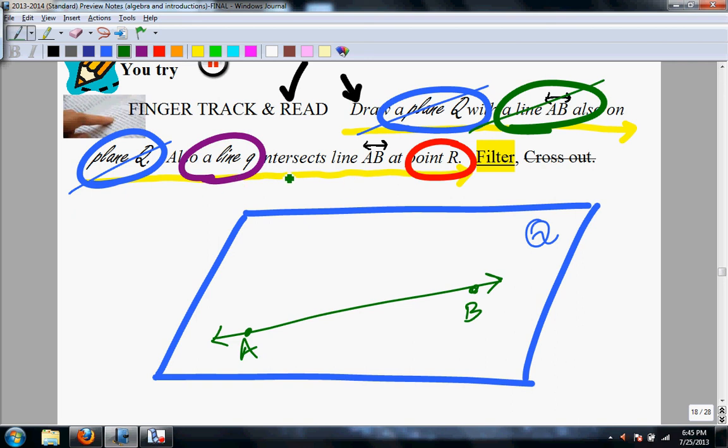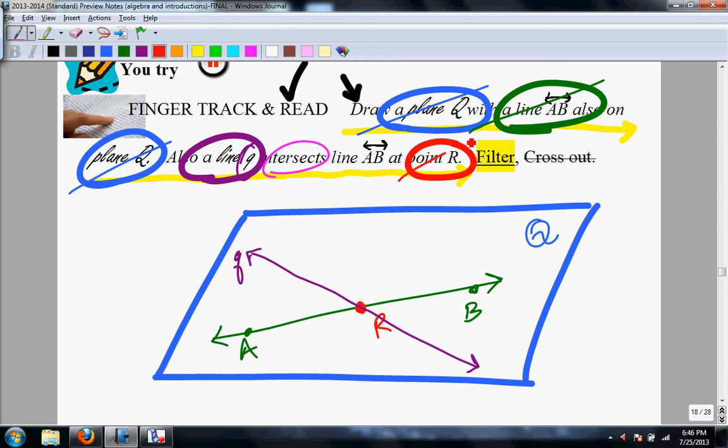Line q intersects, that means it crosses AB at point R. So now we have an additional point, R, and we have a line q. Now it doesn't matter how this line exactly intersects, but what does matter is 1, you must have arrows, and 2, because that's lowercase, that's not a point, so no dots. You just put a lowercase q right at the end there. That names the whole line.